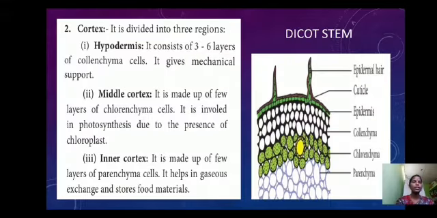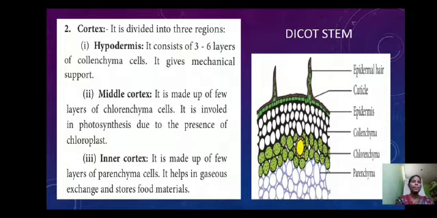The next region is the cortex. The cortex is nothing but the middle region. This cortex region has a vast difference between dicot and monocot. In dicot stem, the cortex is divided into three regions. They are hypodermis, middle cortex and inner cortex. Hypodermis is made of collenchyma cells, 3 to 6 layers of collenchyma cells arranged, and it gives mechanical support.